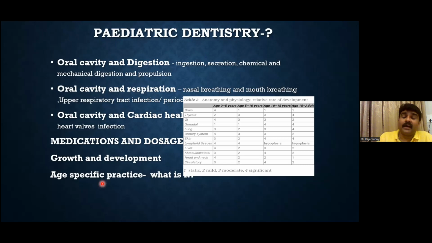Then I spoke about the medications you give. At the age of less than 1 year, you have water soluble medications. Between 1 to 3 years, you have fat soluble medications. After that, you need to look at the weight of the body, and the liver and kidney development, how much has taken place. Depending upon that, according to different ages, your prescription of medication differs.